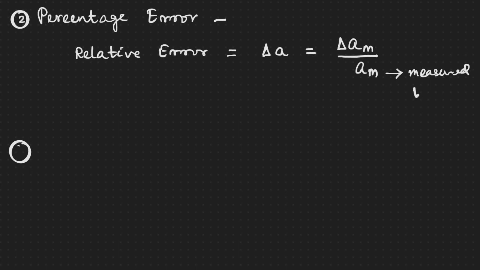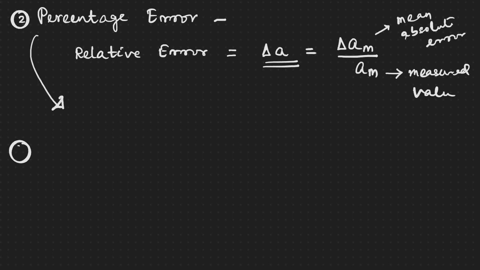Okay, this is the measured value and this is the mean absolute error we have. So when we take a ratio of both, we have del A, which is the relative error. If we know the relative error, how do we find the percentage error? You can tell me also. The percentage error will be del A mean divided by A_m into 100. That's it. So it will be the percentage of error.